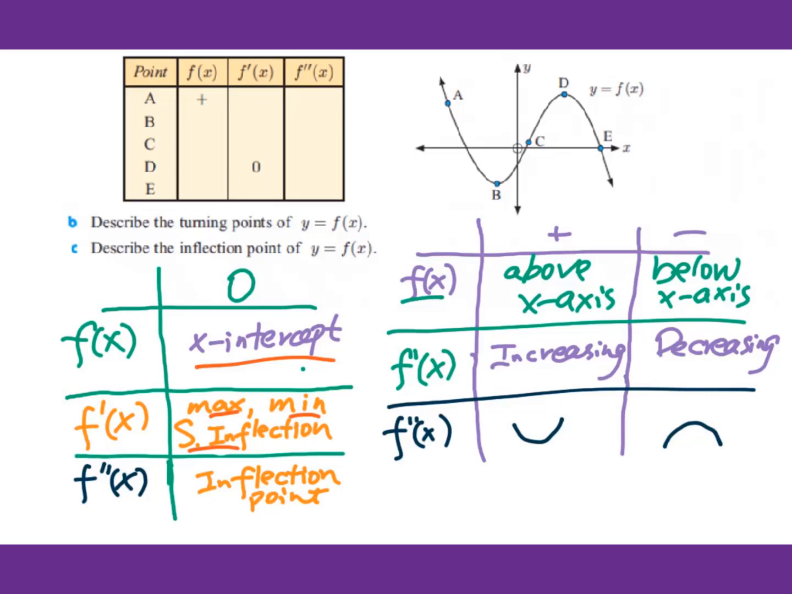Therefore, let's figure the table out. For f of x, above the x-axis means positive, so A is positive. B is negative because it is below the x-axis. C, D, that's positive. E is on the x-axis, that's the x-intercept, so it will be 0.